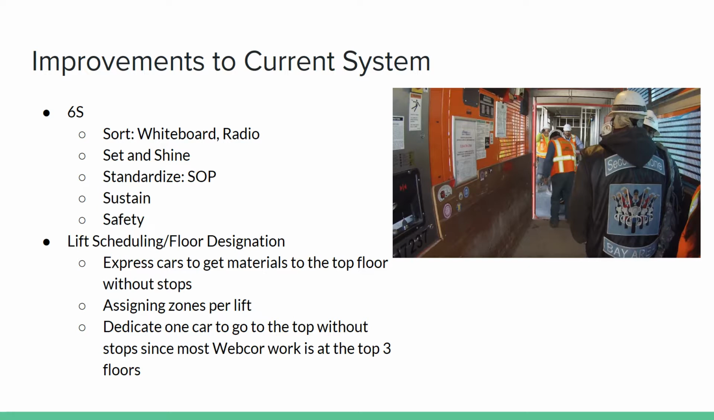Additionally, a new thing to implement would be assigning each lift to a specific zone, such as assigning one lift to the bottom 10 floors, one lift to the middle 10 floors, and one lift to the top 4 or 5 floors. And this would prevent each lift from traveling the distance of the entire building over and over again, when not all 3 of them need to be stopping at every possible floor in the building.